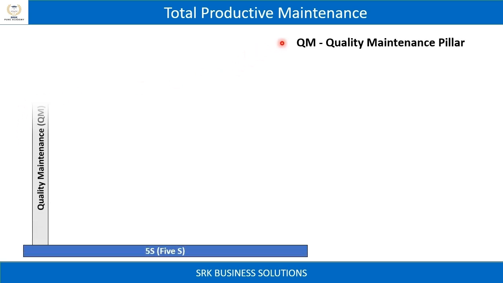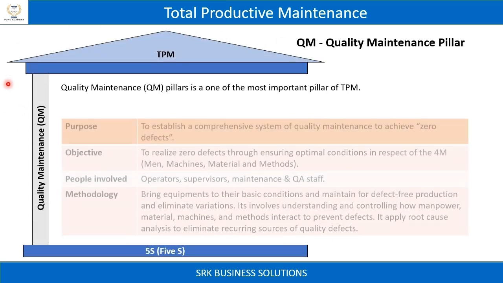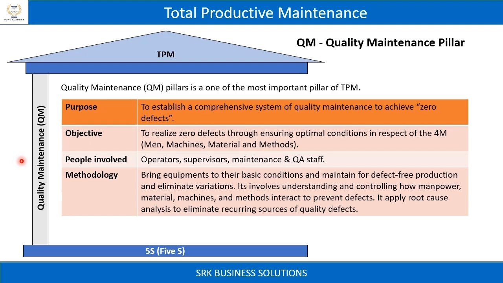Now the sixth pillar of TPM, that is the QM pillar. The quality maintenance pillar is one of the most important pillars of TPM. The purpose of the QM pillar is to establish a comprehensive system of quality maintenance to achieve zero defects. The objective of the pillar is to realize zero defects through ensuring optimal conditions in respect of the 4M, that are men, machines, material, and methods.